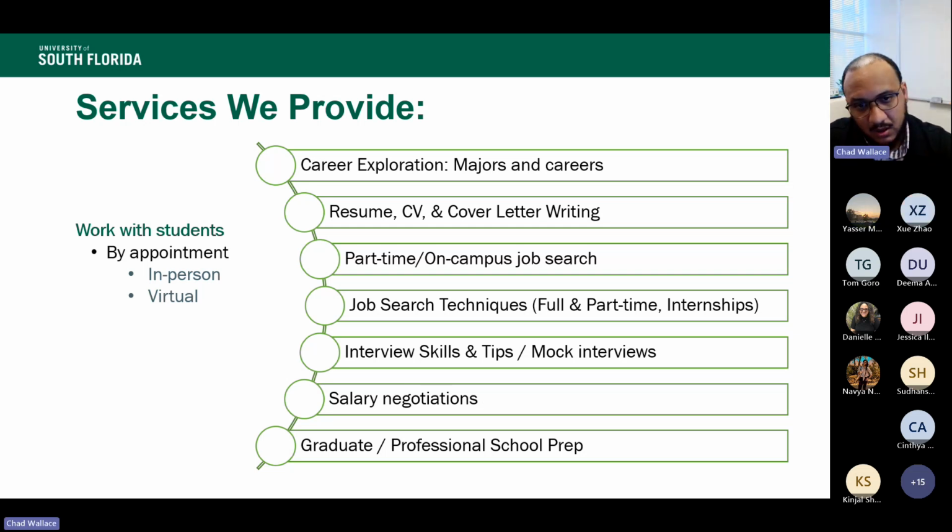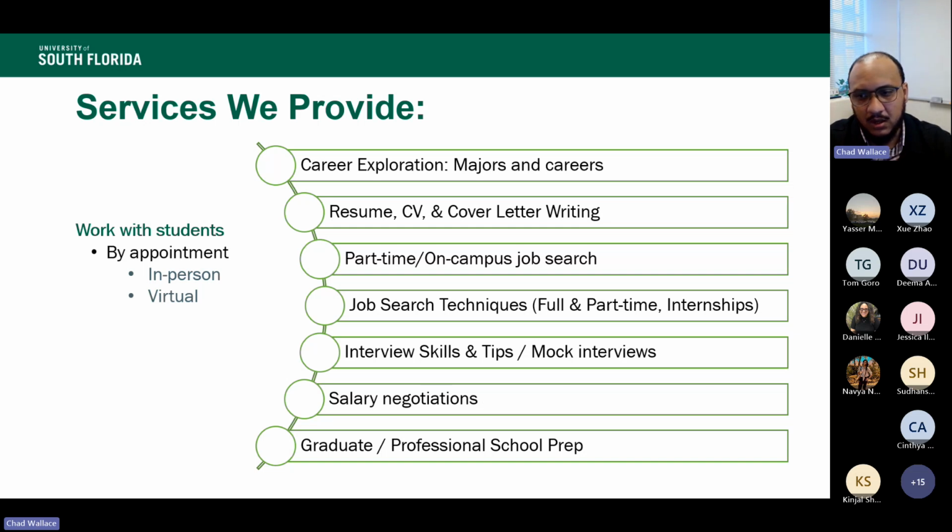We also have interview skills and interview tips. That's a 30-minute appointment where you can get just general help on your interviewing, anything like that. And then we also have mock interviews where we will design a mock interview that can be more aligned with your next step, whether that's a job interview or a grad, professional, or med school interview.